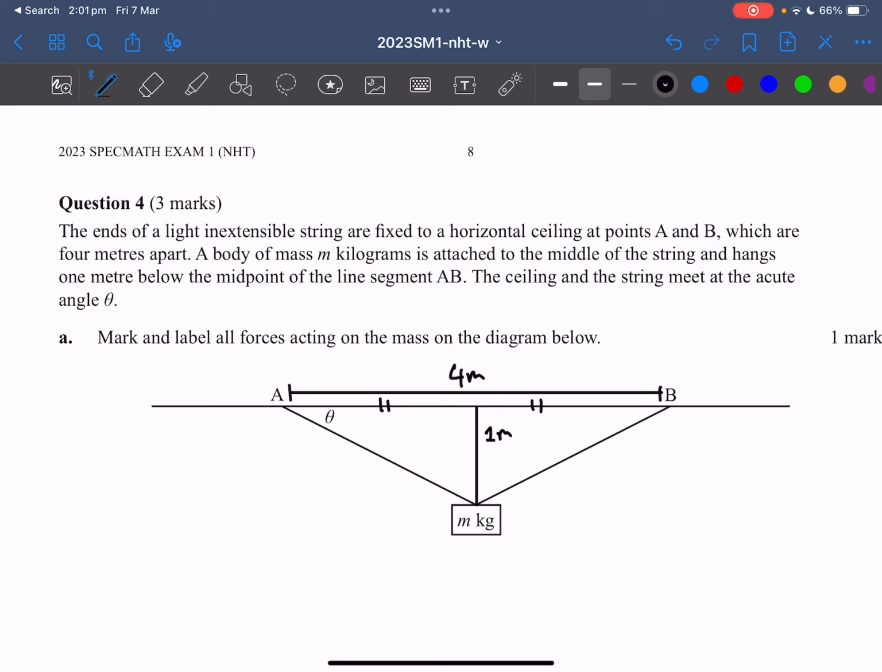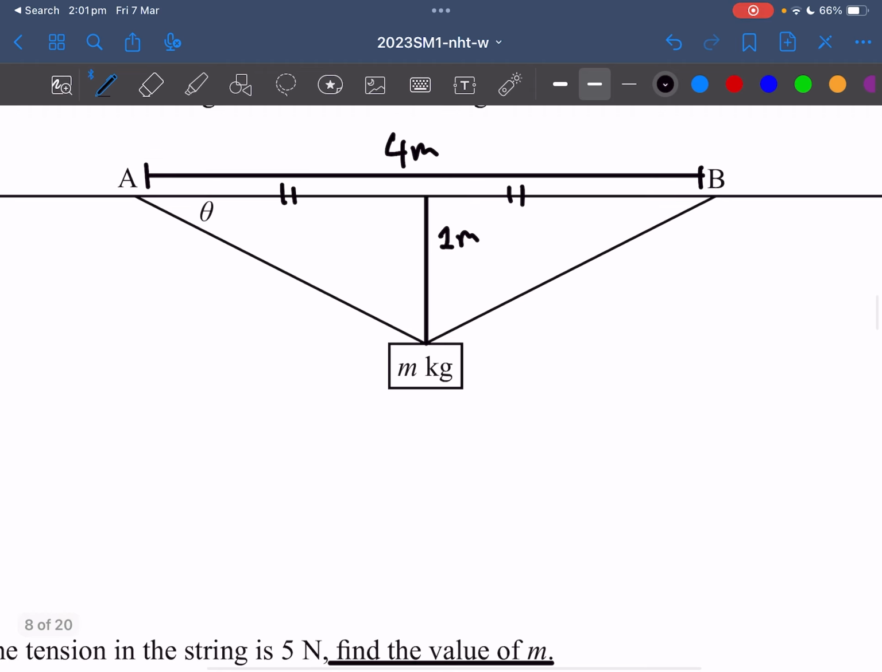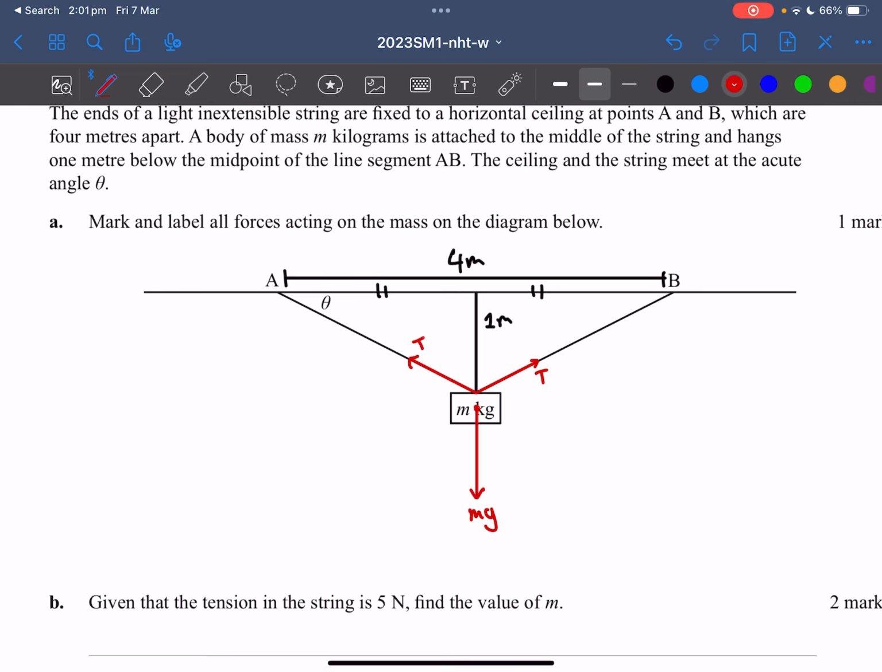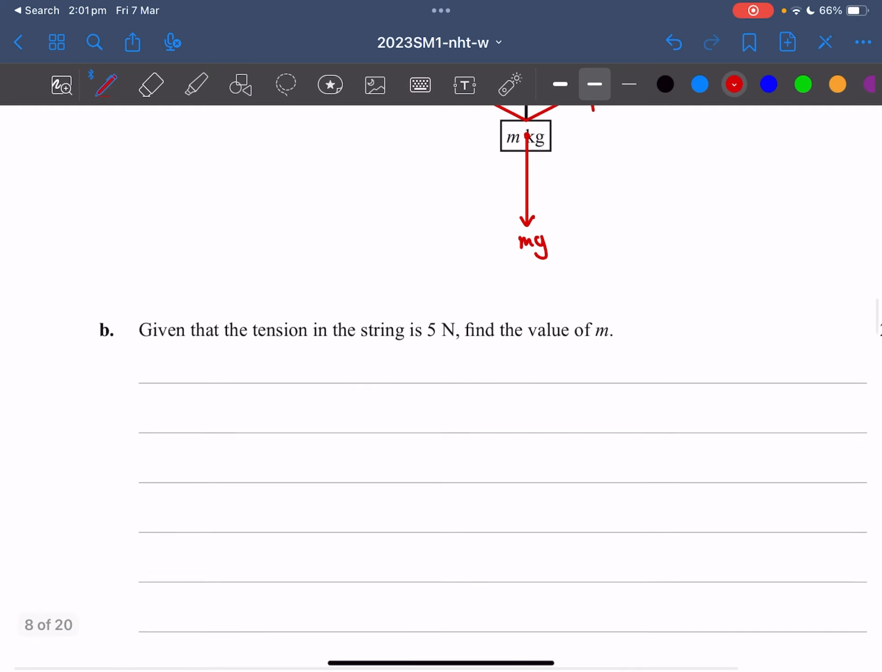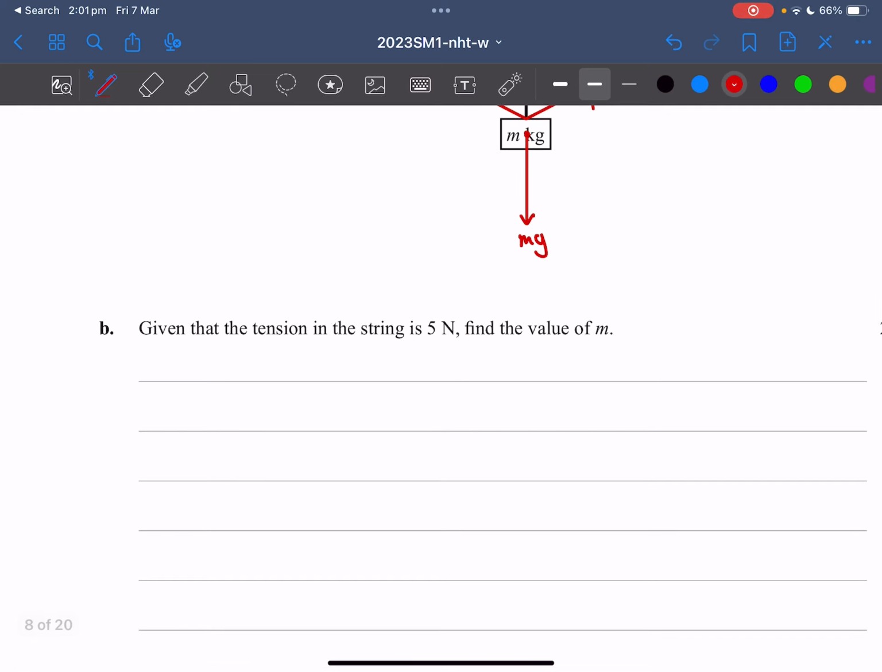Mark and label all the forces acting on the mass on the diagram below. Okay, so obviously we are going to have tension. Let's label that first. Tension, and then we have another tension. Okay, and then we also have the gravity, mg. Okay, and that's about it. So given that the tension in the string is 5 meters, find the value of m.